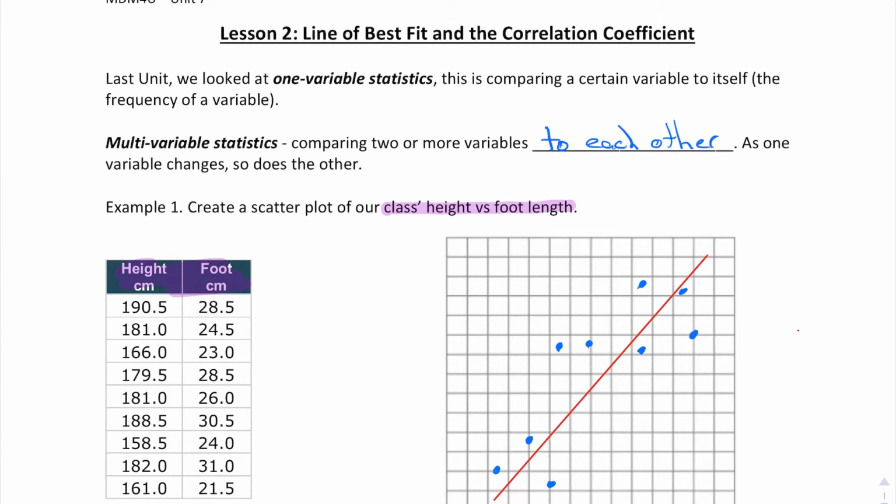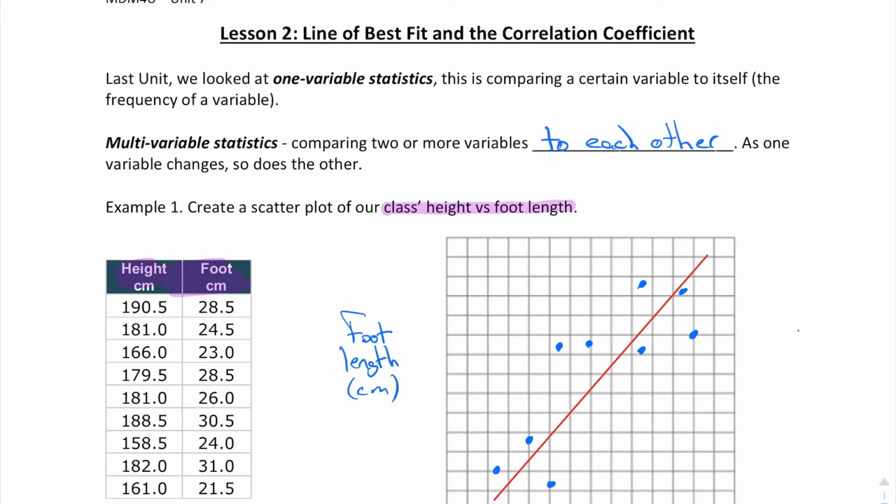I've actually already plotted it, but we're going to go ahead and plot this. And this is what a scatter plot is. You have one axis, your x-axis, which is your independent variable. I'm going to call that my height. And your other axis is going to be whatever the other thing is, and this is foot length. And obviously you include your units in each one.